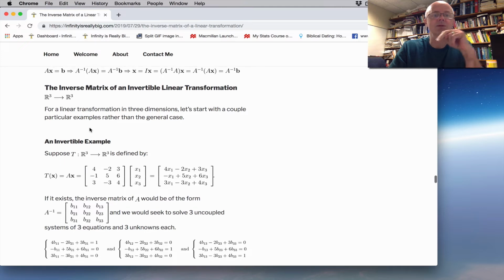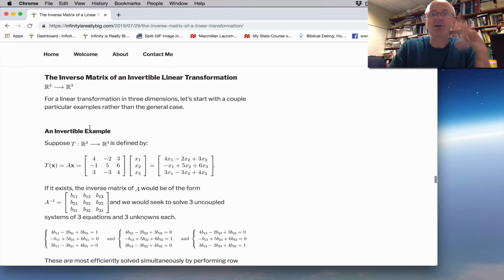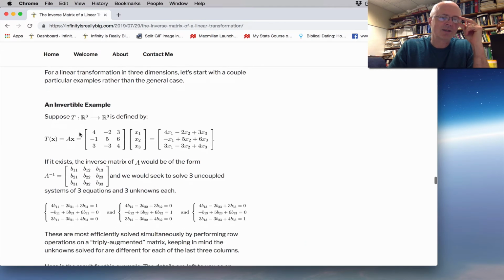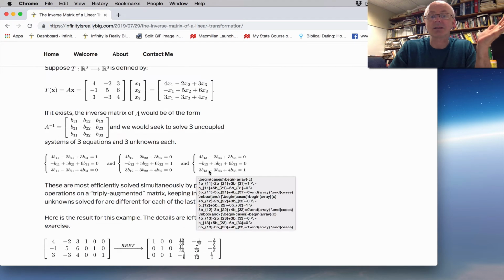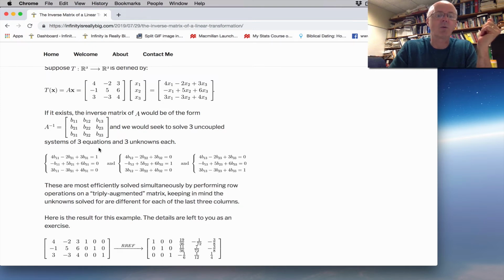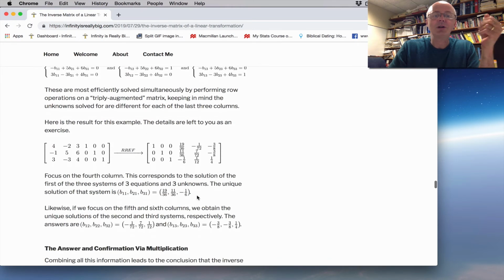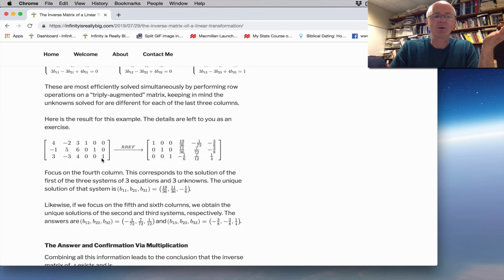I've got 2 examples, an invertible example and a non-invertible example. So here's the invertible example. I talk about how we want to solve for your inverse matrix in terms of 3 systems of 3 equations and 3 unknowns. 1, 0, 0, 0, 1, 0, and 0, 0, 1 are the right-hand sides. And you do a triply augmented matrix where you put those columns on the last 3 spots there, and you do reduced row echelon form.